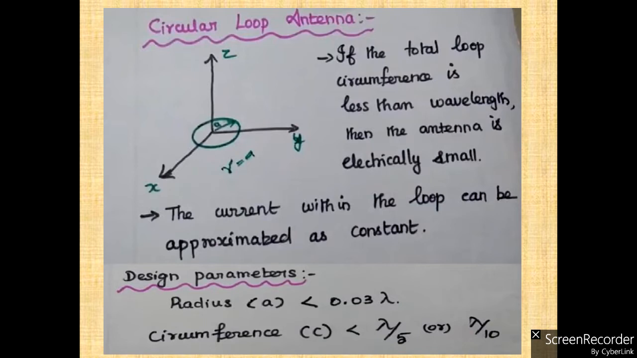Right now, first initially, we consider a circular loop of radius small a and circumference c, which is lambda by 5 or lambda by 10, right? So the circumference can be lambda by 5 or lambda by 10, and the radius of the loop let be less than 0.03 lambda, right? So this is an electrically small loop which we are taking, and we consider that the current in the loop is a DC current. It's a constant current.